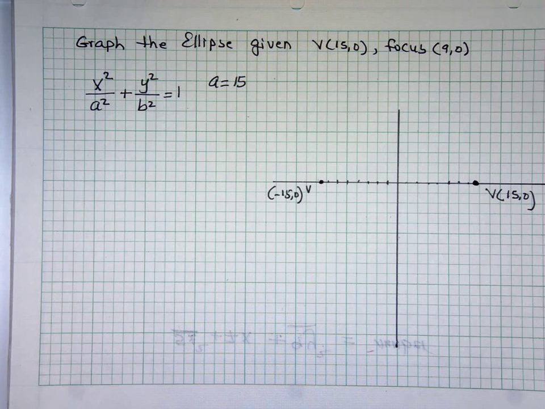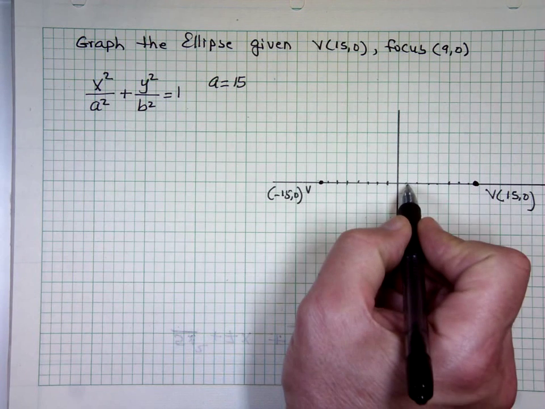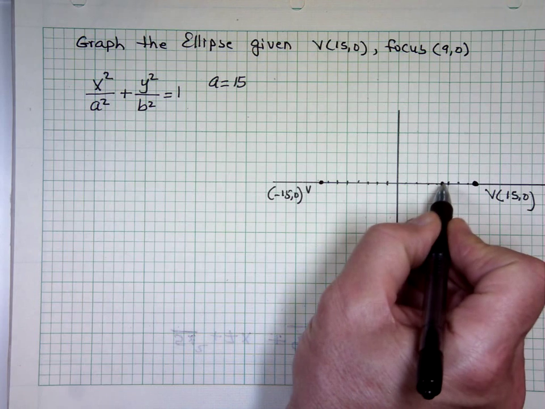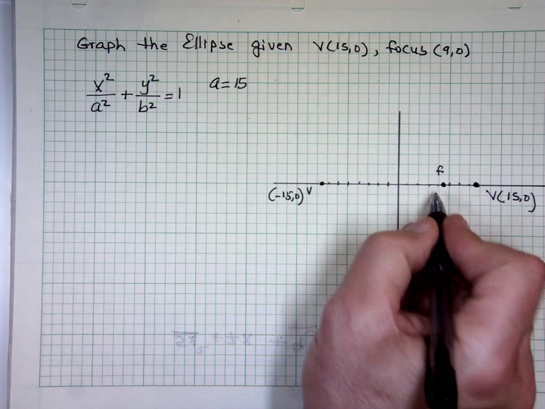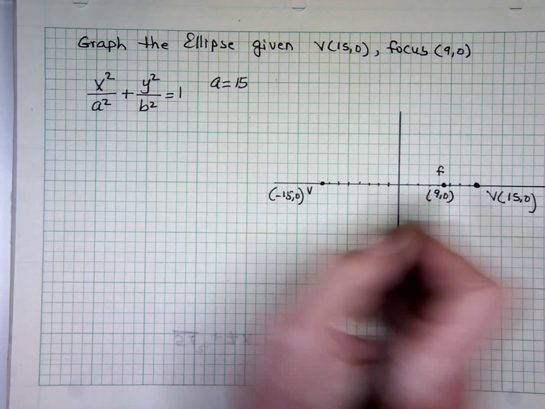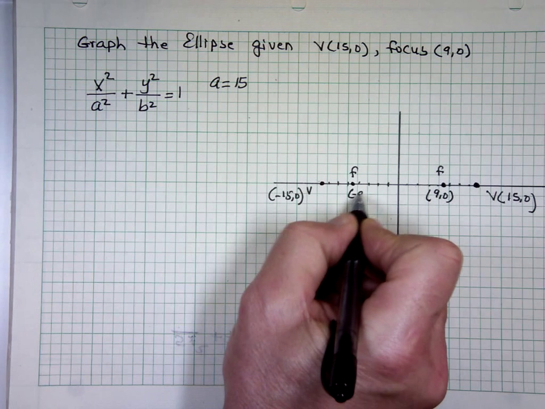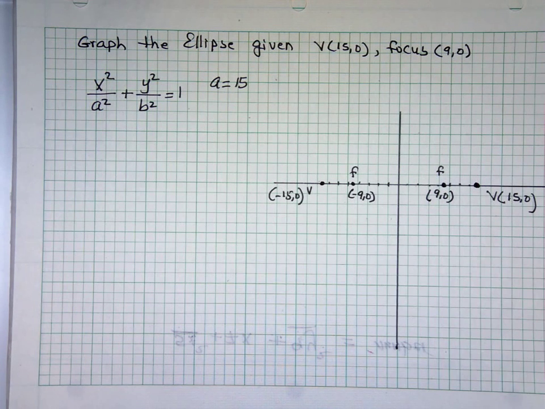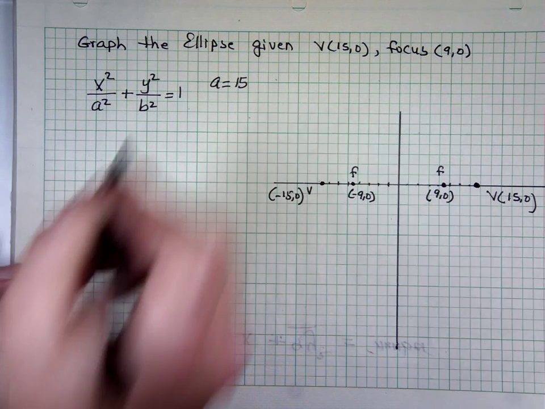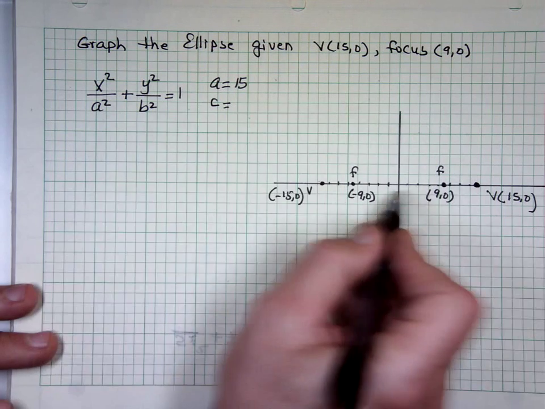How do we get B? We know the focal point to be 9. 2, 4, 6, 8, 9. Here's the focal point, which is 9 comma 0. There's another focal point here, which is negative 9 comma 0. What's the distance from 0 to the focal point labeled as? I know, but in terms of A, B, C, what is it? That's C. So C is the distance from the origin to the focal point. That's your 9.